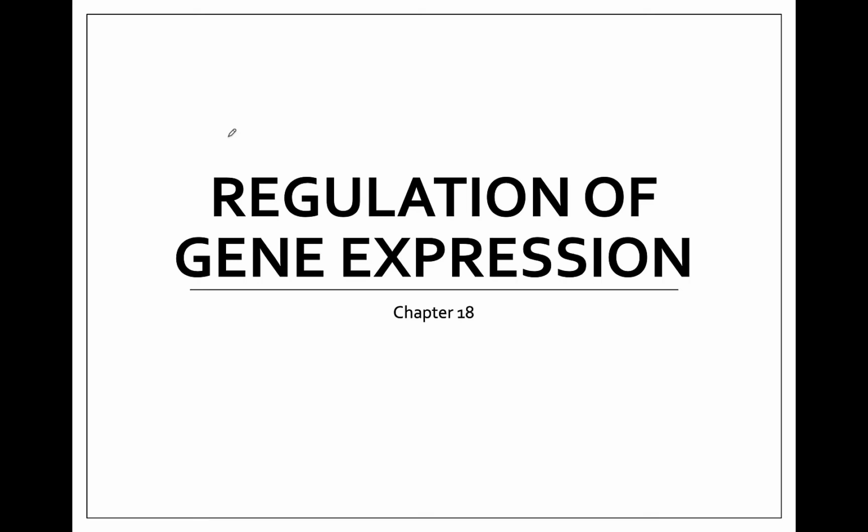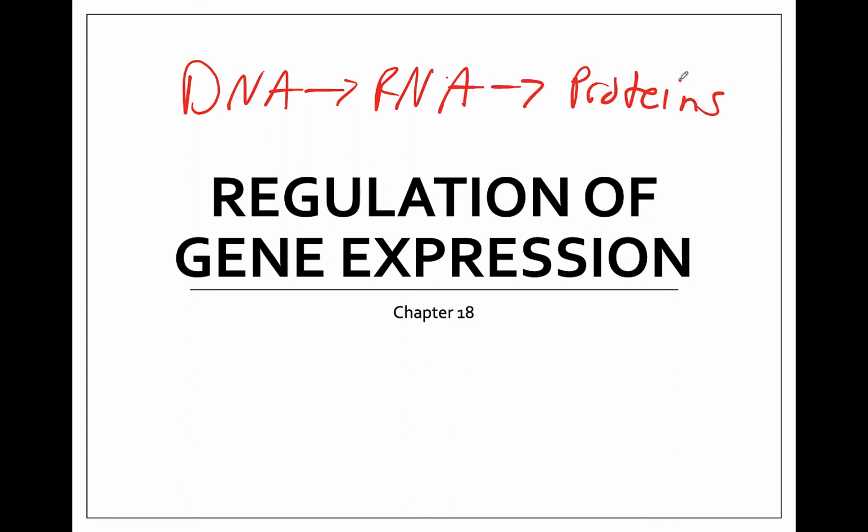Chapter 18 is going to look at the different ways that gene expression is regulated. So remember, gene expression was this idea of DNA to RNA to proteins, which is what we did in chapter 17. So now we're going to look at ways where these steps are either turned on or turned off. And not all of our genes are expressed in every cell all the time. So we have to have ways of expressing the proteins we need and not expressing the ones that we don't need. That's what the regulation part is.